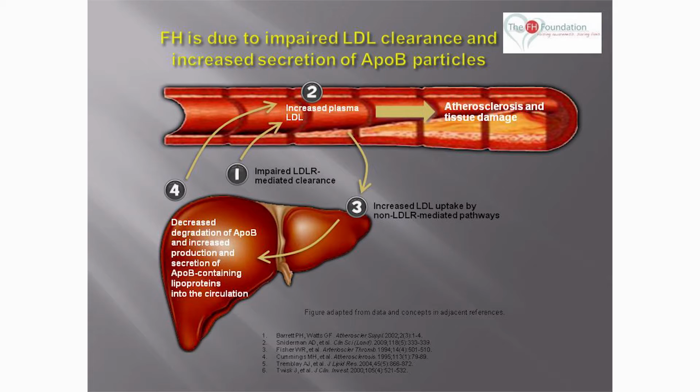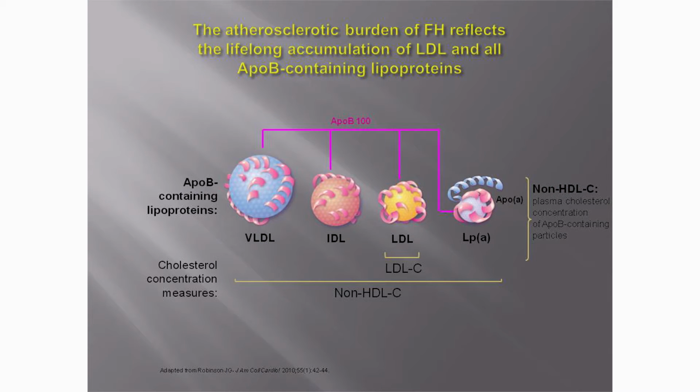So the higher the levels of the LDL in the bloodstream, the more likely they will be to penetrate the vessel wall. And by penetrating the vessel wall, we develop vascular disease. We can assess the atherosclerotic burden of a patient with FH by measuring all these different particles, represented by VLDL, IDL, and LDL, but really this is an LDL disease. So just knowing LDL cholesterol is really all we need to know in this particular disorder.